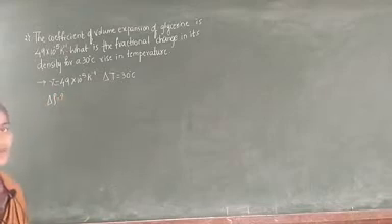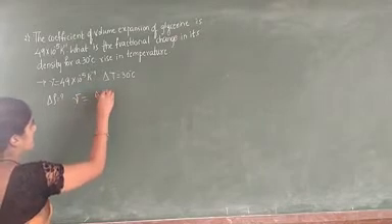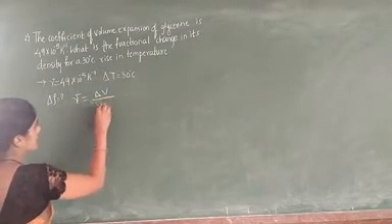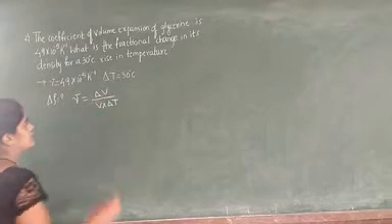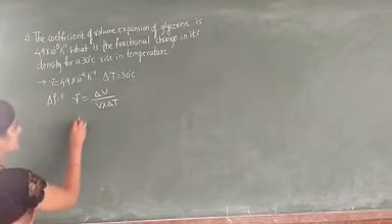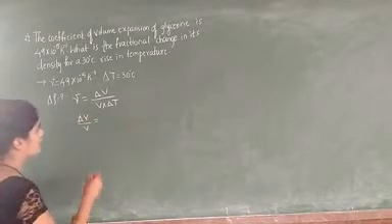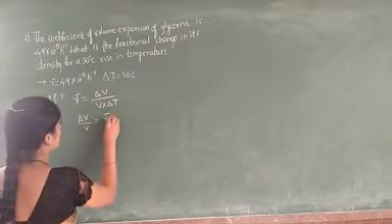Now according to the formula, let us consider gamma is equal to delta V by V into delta T, or this can also be written as delta V by V is equal to gamma into delta T.